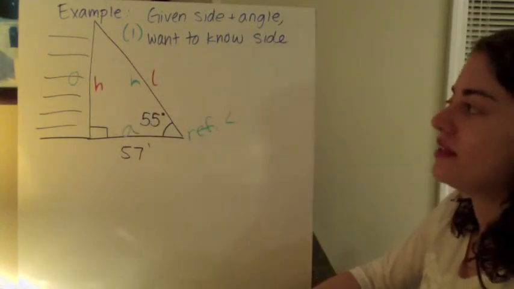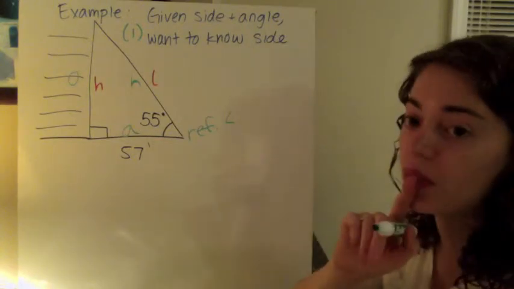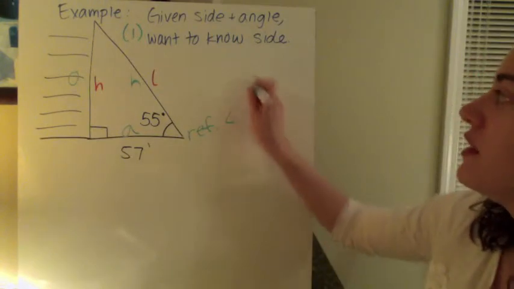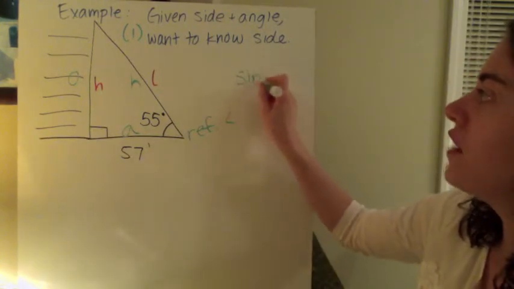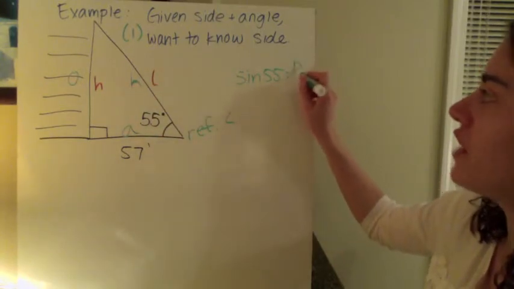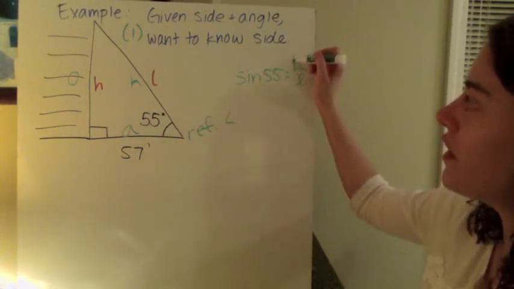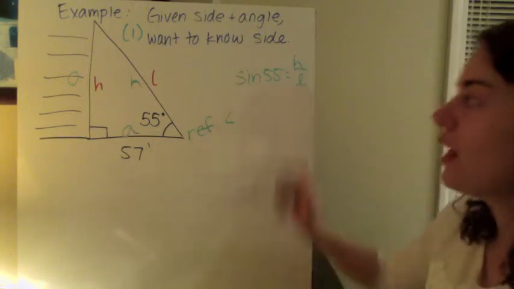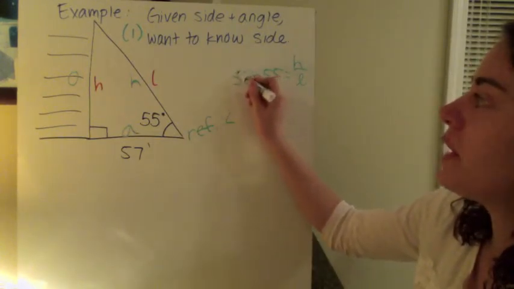Okay, so now I can see which trig function I want. If I use sine, I would have sine of 55 is equal to h over L, because they're both variables. That's not really going to help me out. I only want one variable. So let's think about it again.